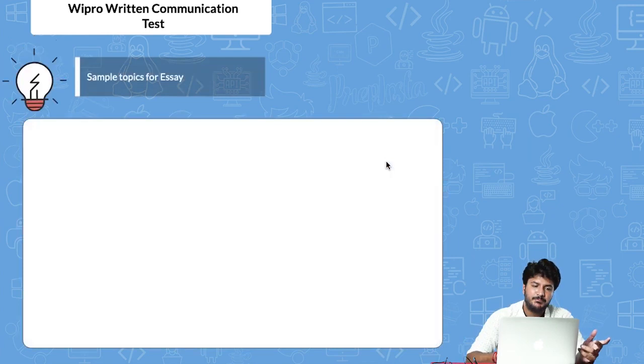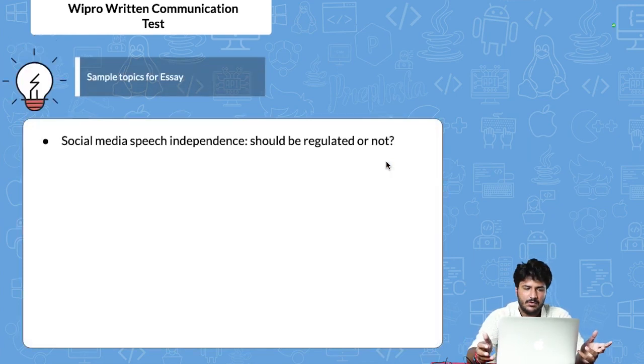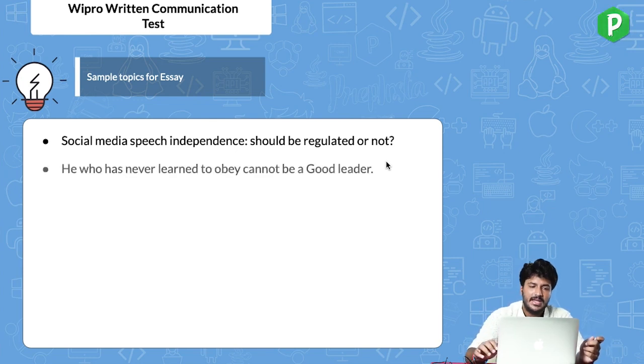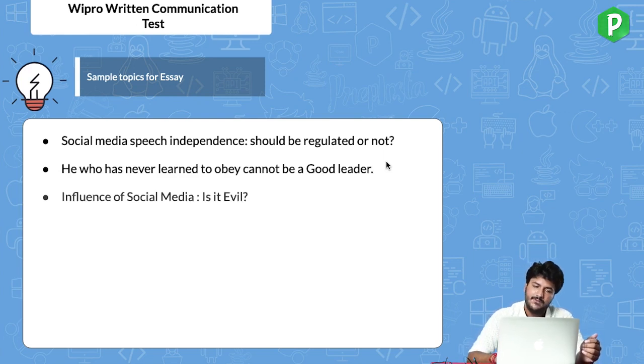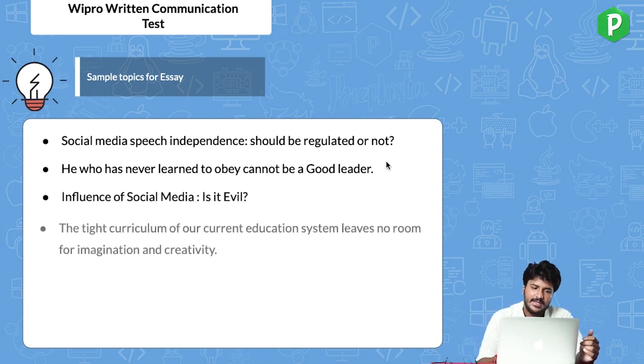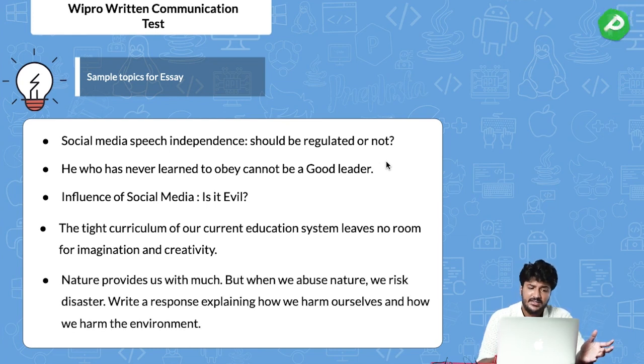So let's begin. First, the sample topics that I wanted to cover: social media speech independence, should it be regulated or not? Then, he who has never learned to obey cannot be a good leader. Influence of social media, is it evil? And then, the tight curriculum of the current education system leaves no room for imagination and creativity, right? Then, nature provides us with much, but when we abuse nature, we risk a disaster. Explain in your response how we harm ourselves and how we harm the environment, right? So these are a few of the sample topics that came in the Wipro written communication test this week.